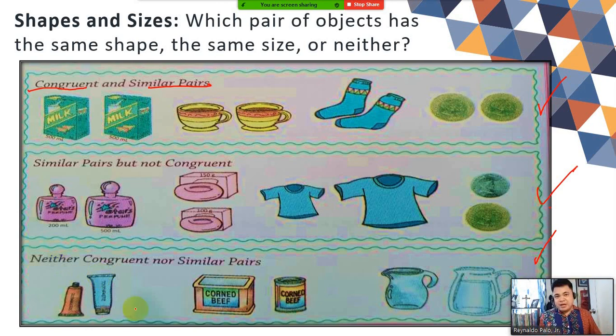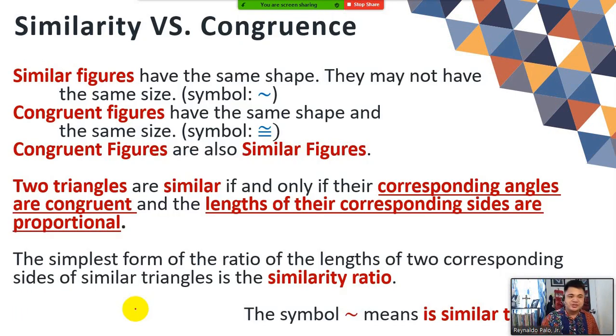Now, in the following examples, we can actually differentiate between similar and congruent. When we say similar, we are only looking at the shape, not the size. If the shapes are the same, we can say that they are similar. But for congruent, there are two factors to consider. Their shapes must be the same, and their sizes must be congruent for us to say that they are congruent. So that's it. Now, similarity versus congruence.